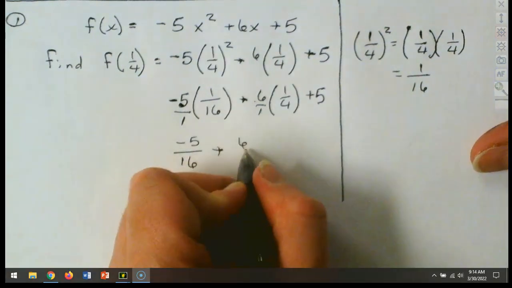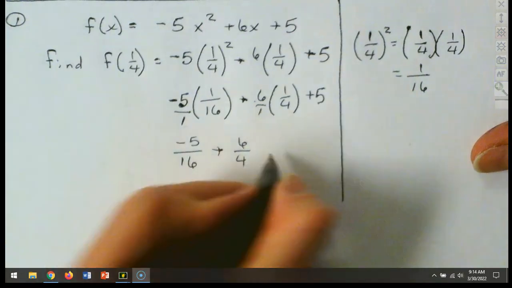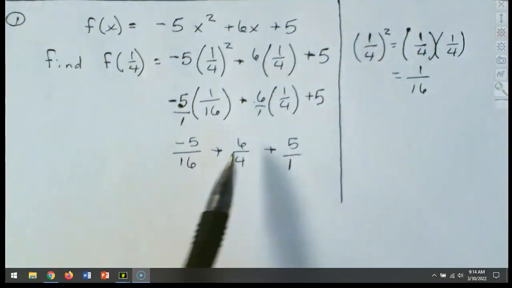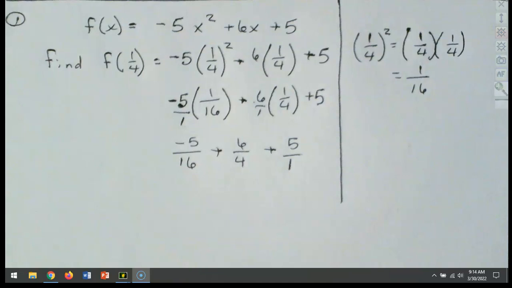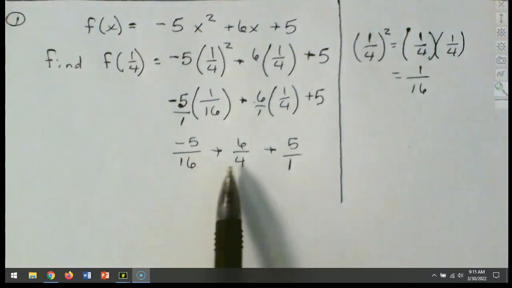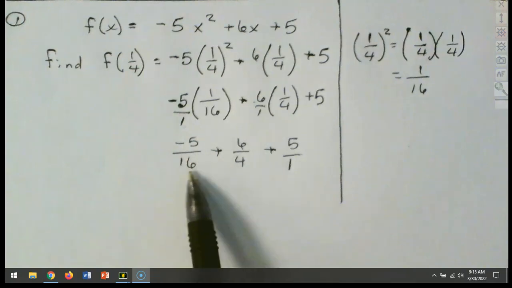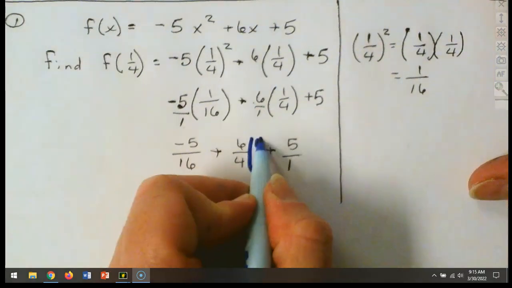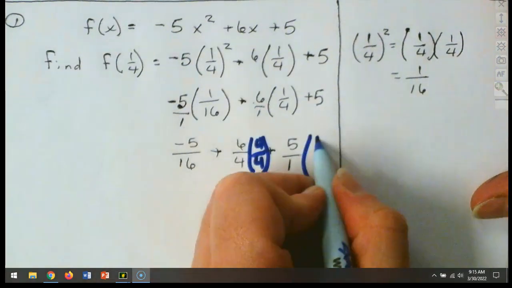6 times 1 is 6. 1 times 4 is 4. And now we have a plus 5, and we're going to make that a 5 over 1. I could have written that down as 3/2, same thing, not going to be a difference. Because we have to get a common denominator. We can't clear the fractions because we don't have an equal sign, but what we can do is combine them together. So what would the least common denominator be? Well, our largest denominator is 16, so let's make sure that everything is over 16. We'll multiply this one by 4 over 4, and this one by 16 over 16.